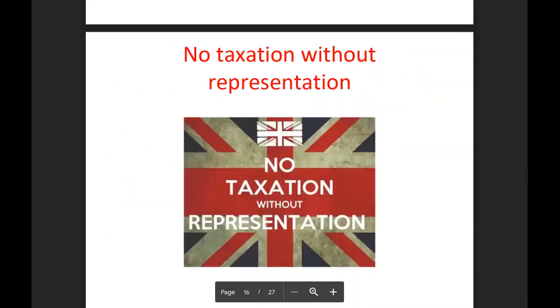Okay, now the famous slogan: no taxation without representation. You guys would have seen this in India also, you were using this. Now I'll tell you why this is important. When you're writing answers with respect to the American Revolution, please do write this statement. Don't come without writing the statement. It's very, very important, and I'll tell you why.